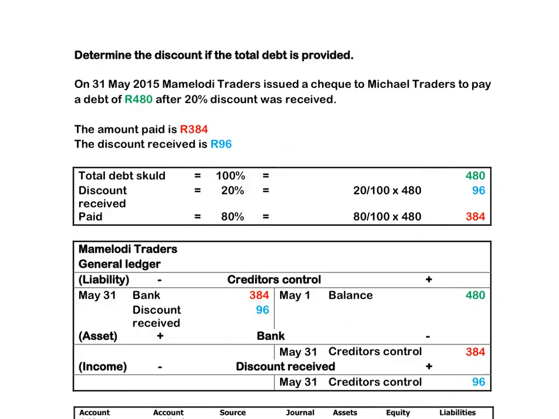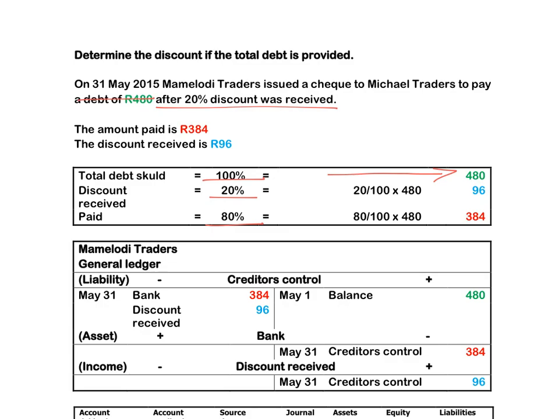On 31 May, Mamelodi Traders issued a check to Michael Traders to pay a debt of 480. So now they give us the debt and not the outstanding amount, and we paid them after we received 20% discount. The total debt is 100%, and they tell us that that amount equals 480 Rand. Discount received is 20, so the amount that we paid is only 80% of the debt.